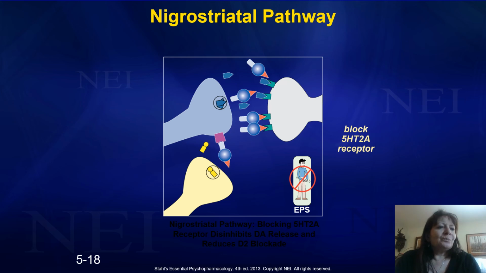And so postsynaptic D2 receptors are blocked by the serotonin/dopamine antagonist. So there's dual action of D2 and 5-HT2A blockade. The 5-HT2A antagonism reverses the first action of D2 antagonism. So dopamine is disinhibited and it is released. So the D2 blockade is reversed, resulting in little or no tardive dyskinesia or EPS.